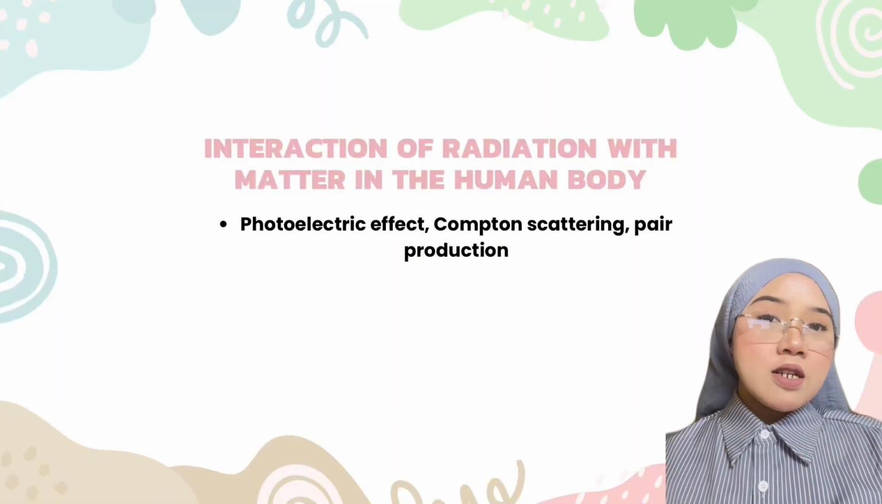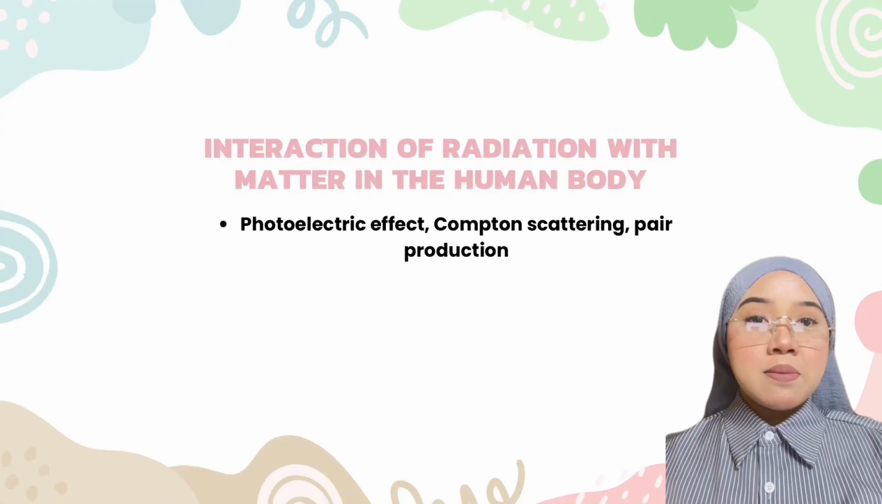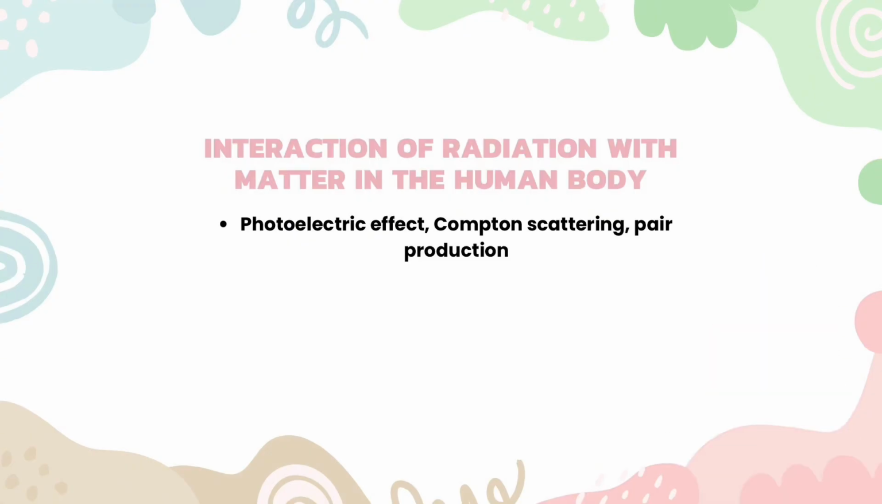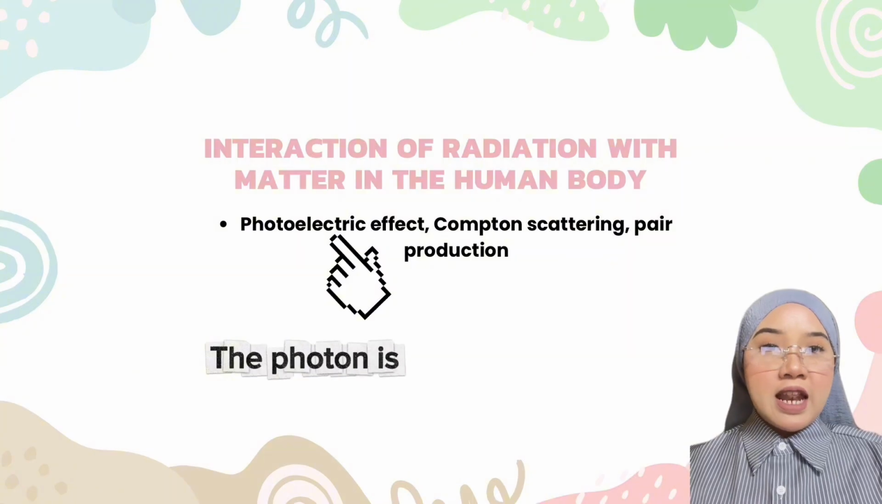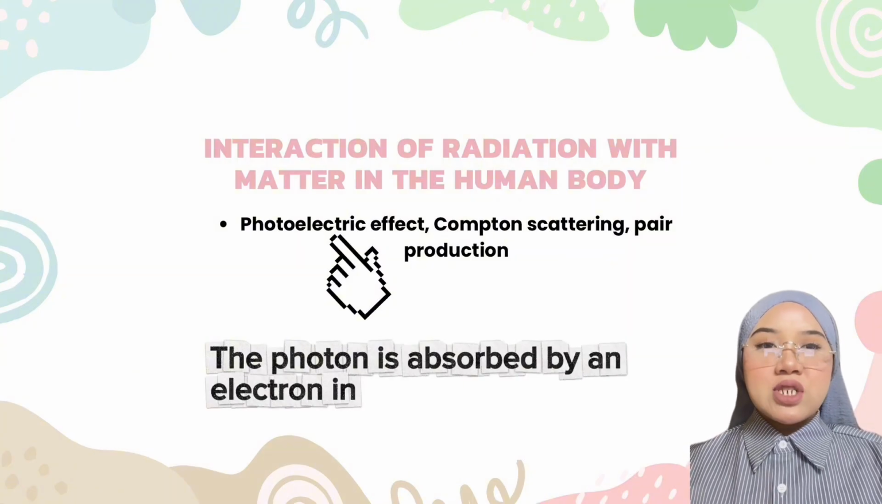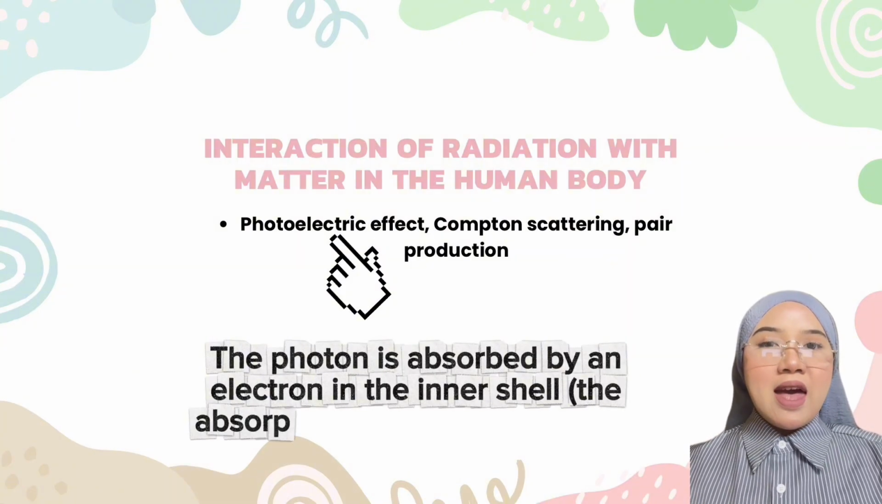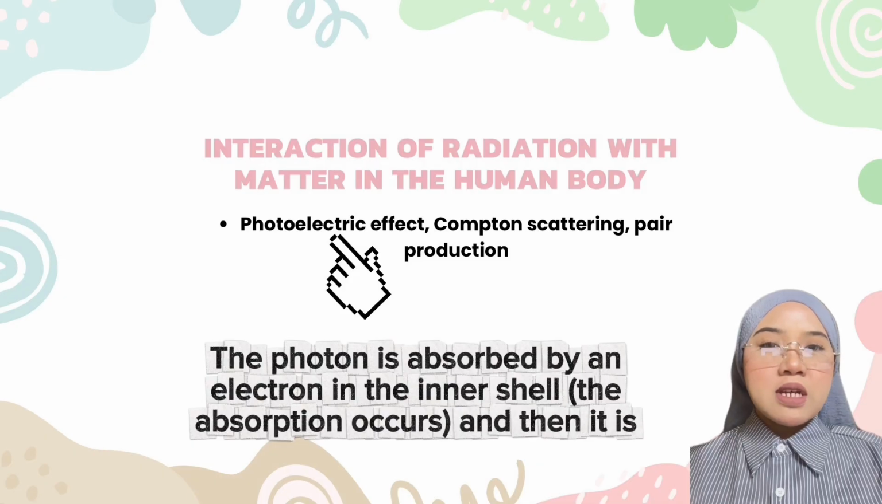Next, I will explain the interaction of radiation with matter in the human body. Firstly, the photon is absorbed by an electron in the inner shell, which is the absorption, and then it is ejected from its parent atom.